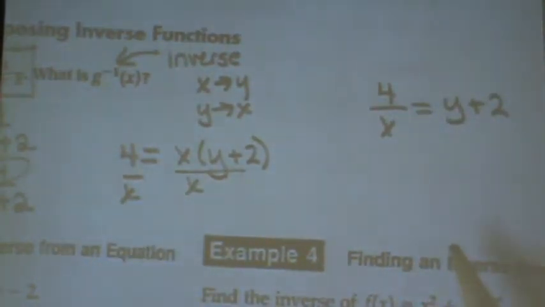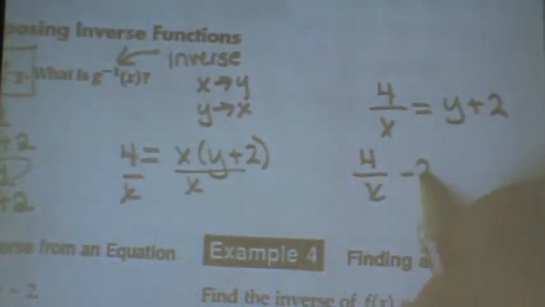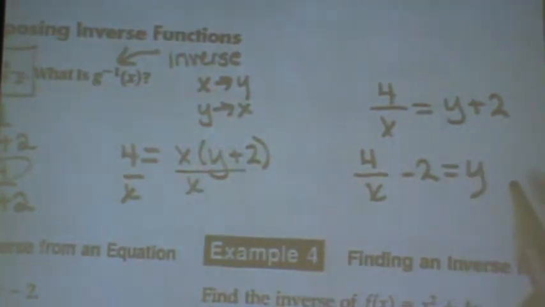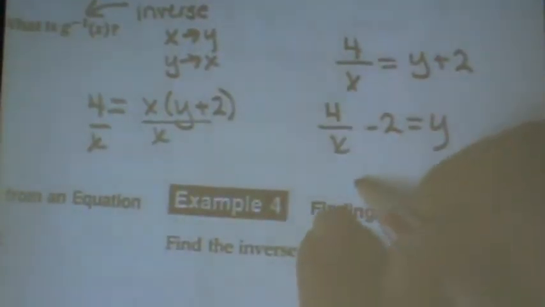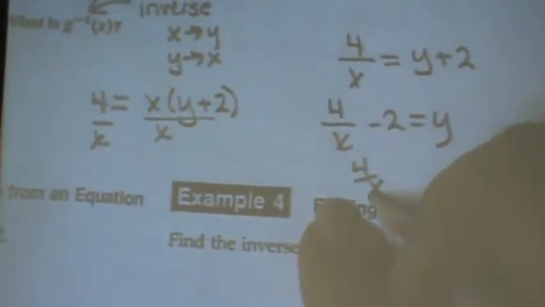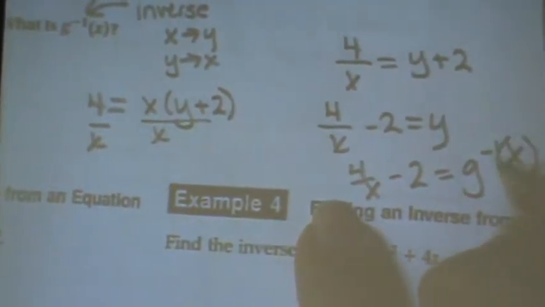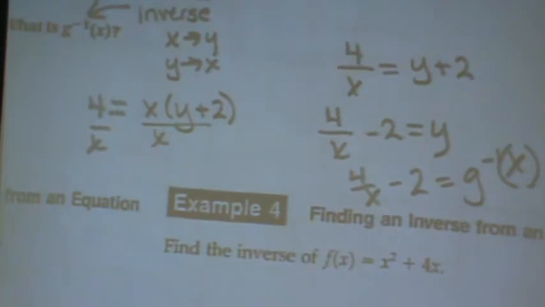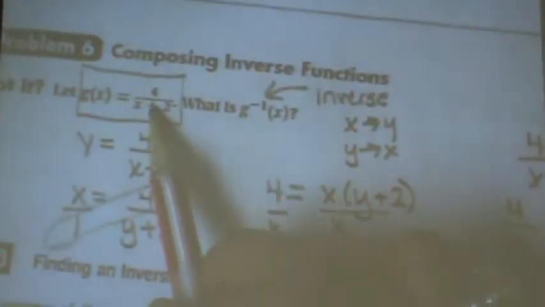And now how do you get y by itself? Subtract 2. Now instead of writing y, you're going to write g negative 1 of x. So 4 over x minus 2 equals g negative 1 of x. Because they made their y value g of x, and so this notation means that this is the inverse of that.